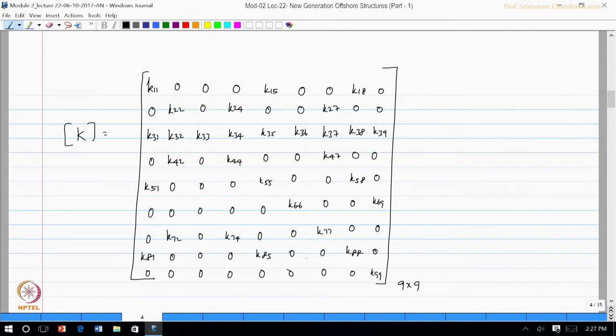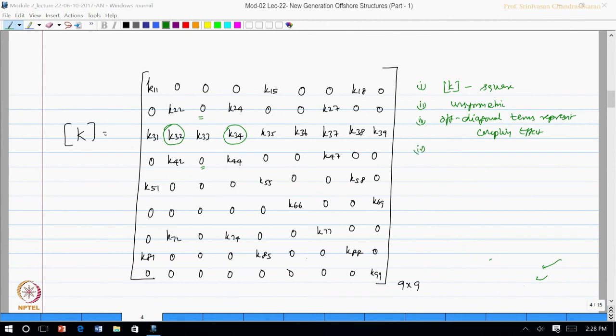which imposes a non-linearity, plus look at this: K32 is present but K23 is absent. K34 is present but K43 is absent, and so on. So, the stiffness matrix is square too, it is unsymmetric, and the off-diagonal terms represent coupling effect.